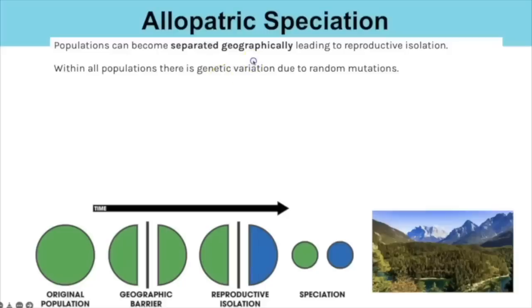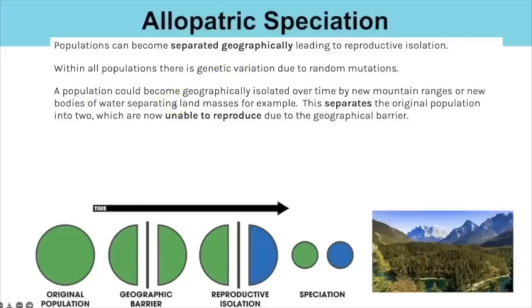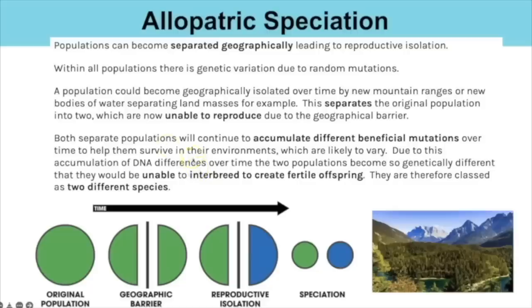So in allopatric speciation, a population can become geographically isolated over time. It could be a new mountain range or new bodies of water separating the land masses, and that separates the original population into two. So they are now unable to reproduce due to that geographical barrier. Both of those populations will be accumulating different beneficial mutations, and over many, many generations, that will then result in their DNA becoming so different that they cannot interbreed to create fertile offspring. And therefore we class them as two new species.